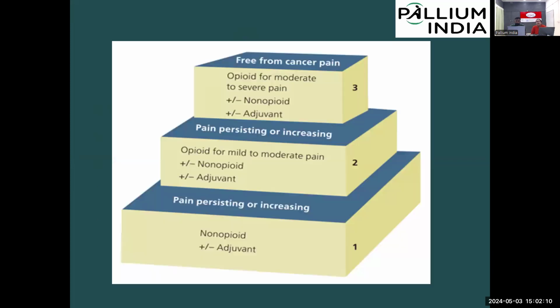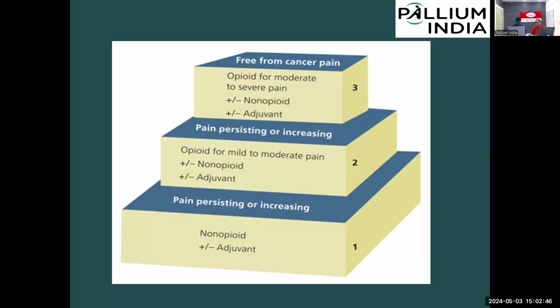And just to remind you, the WHO analgesic ladder for cancer pain management. As you might be remembering, I hope you all have already gone through this analgesic ladder. So step 1 of the WHO analgesic ladder, that is for mild pain, includes non-opioids plus or minus adjuvants. And if the pain is increasing, we go to step 2 of the analgesic ladder, which includes opioids for mild to moderate pain, plus or minus non-opioids, plus or minus adjuvants.